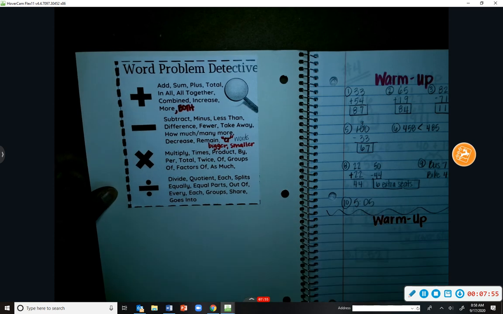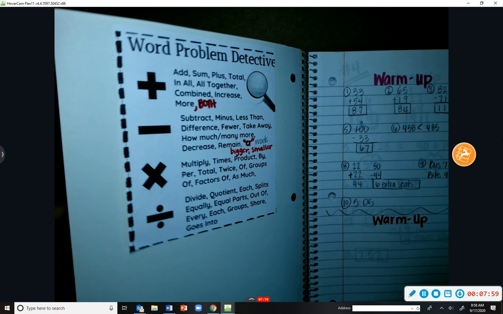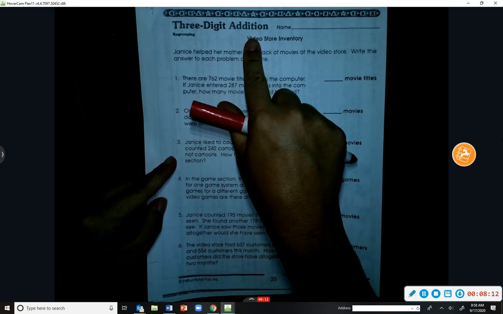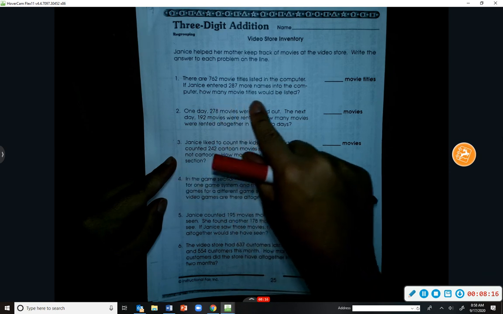Okay? Now, so make sure you use this when you're doing your word problems today and for the rest of the year when you do word problems. Okay? Now for your assignment today, I want you to, in Seesaw, we're going to work out some 3-digit addition word problems. I'm going to go ahead and model how I want you to do this on your paper.